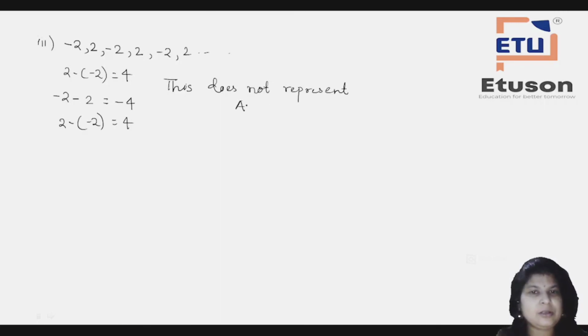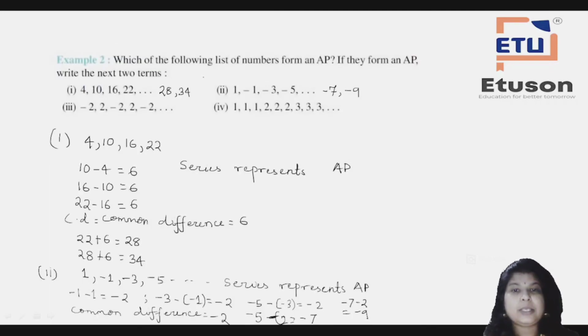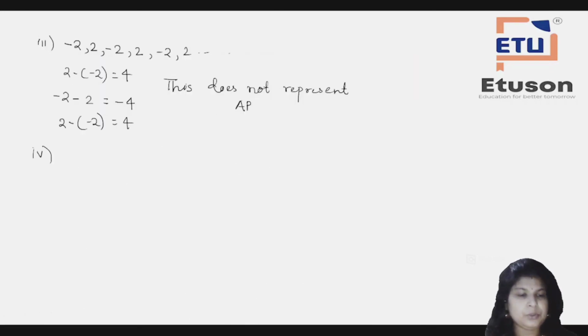Correct or not? Can you express it in terms of a plus d? Is there a common difference? No, the difference keeps on changing. So this cannot be an arithmetic progression, right? So the next one is 1, 1, 1, 2, 2, 2, 3, 3, 3.